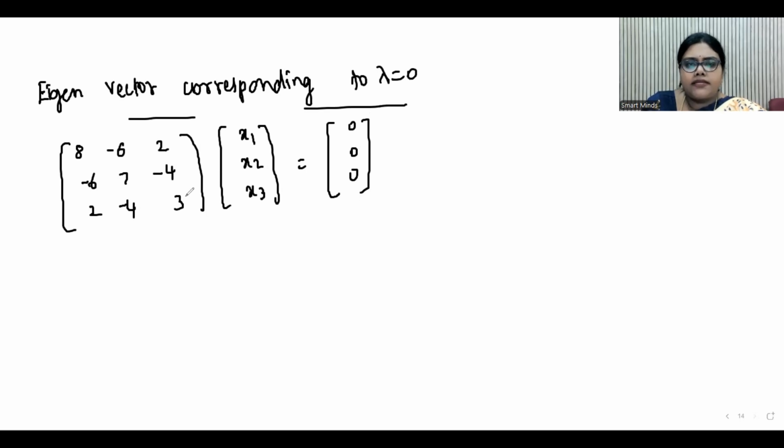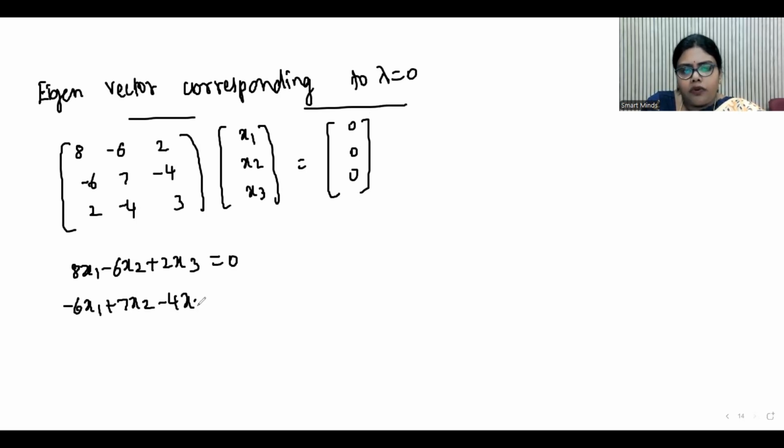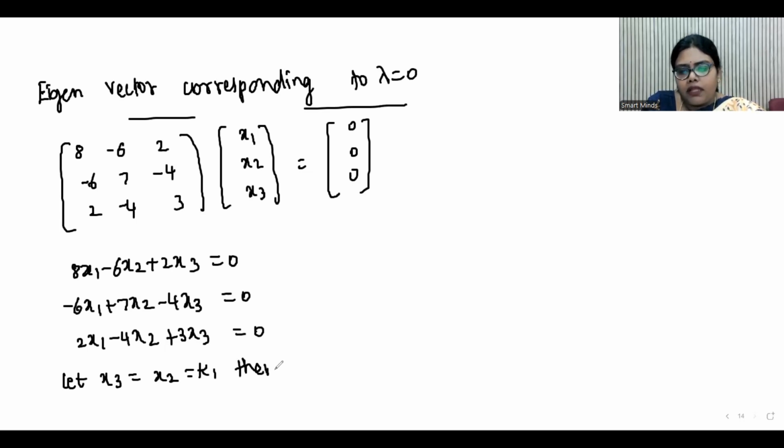Now if we multiply this, you will get 8x1 minus 6x2 plus 2x3 is equal to 0. Minus 6x1 plus 7x2 minus 4x3 is equal to 0. 2x1 minus 4x2 plus 3x3 is equal to 0. Now let's say x3 and x2 both are equal, that is equal to some k1. Then x1 will become 1 by 2 k1 if you substitute these values here. Therefore, what is the eigenvector?